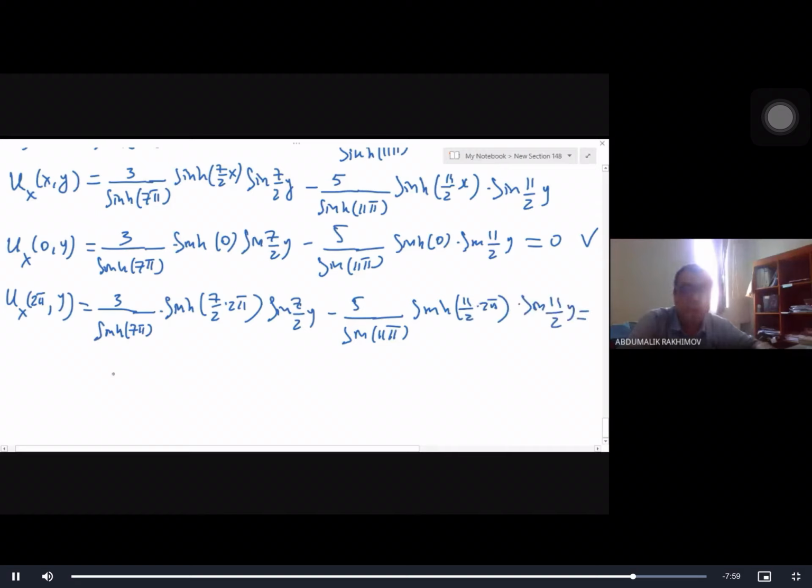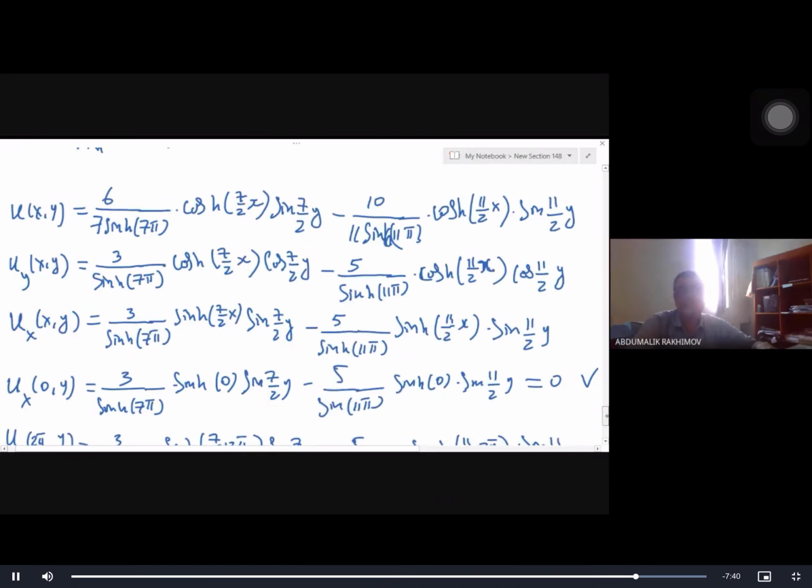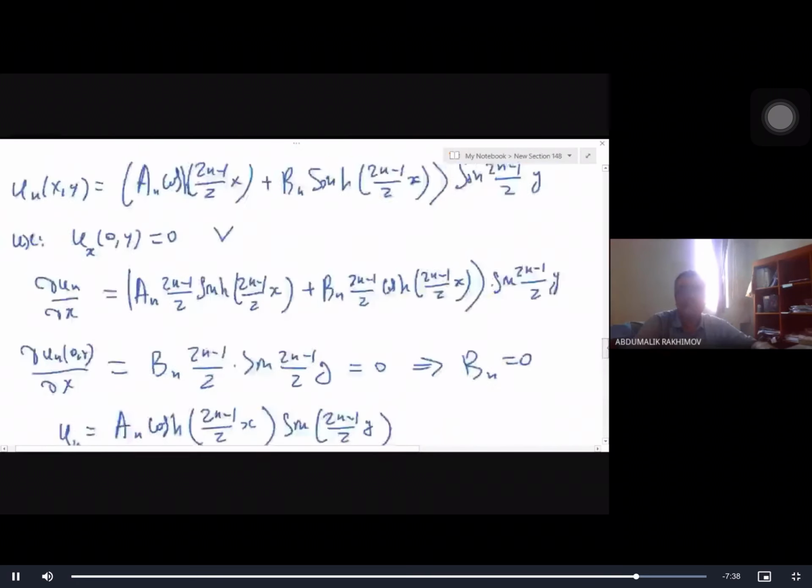So what will happen with this? This will cancel with this, it will be 3 times sine 7 over 2y, right? Minus 5 times sine 11 over 2y. That's also okay, right? And let me just see what will happen if you check the next conditions.